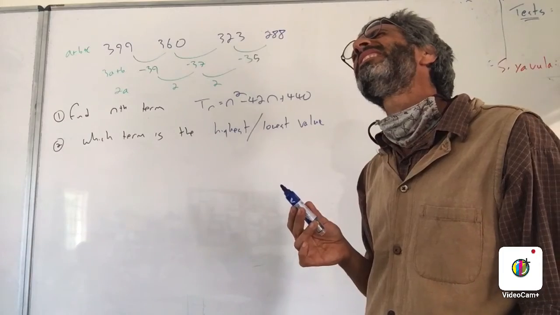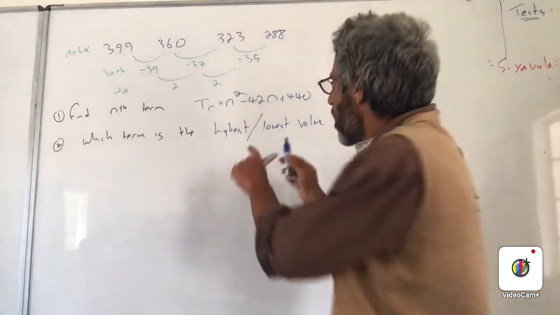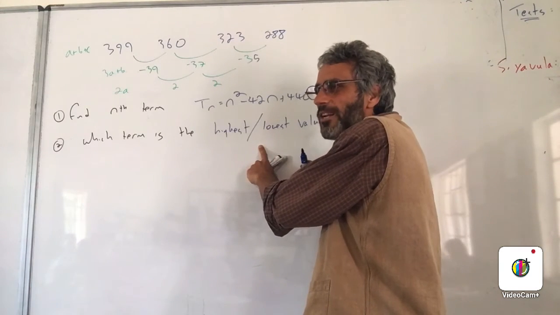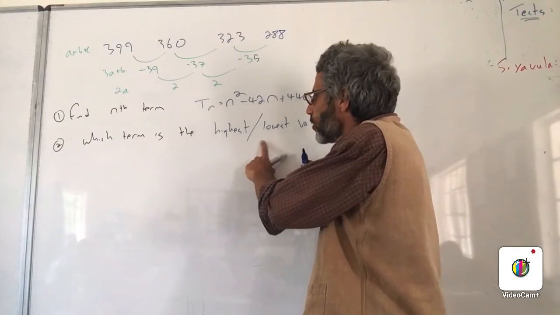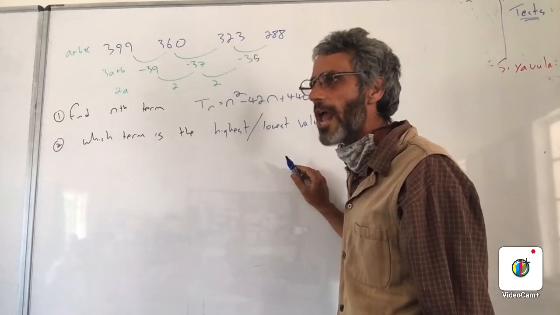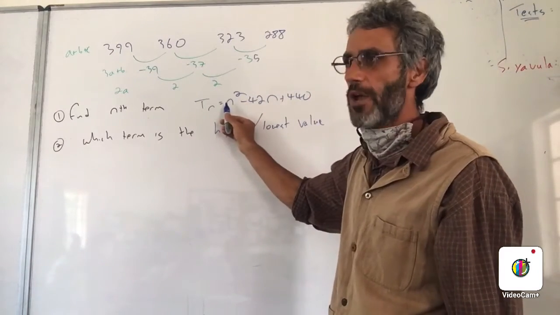Which one is the highest or the lowest? They're only asking one of them for this particular one. Yes, and I want us to decide which one they should ask us. Should they ask what's the highest or which one is the lowest? Why lowest? Why not highest? The n square is positive.